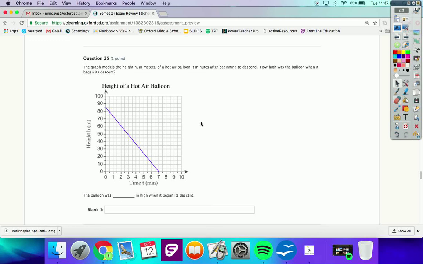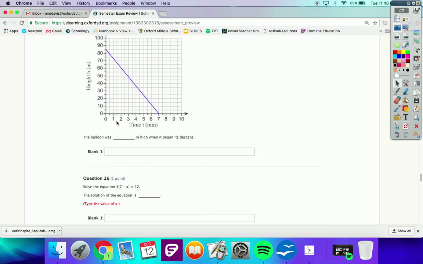For number 25, the graph models the height, h in meters, of a hot air balloon t minutes after beginning to descend. How high was the balloon when it began its descent? So basically it's asking for the y-intercept, which looks like 85 meters. So the answer to number 25 is just 85.